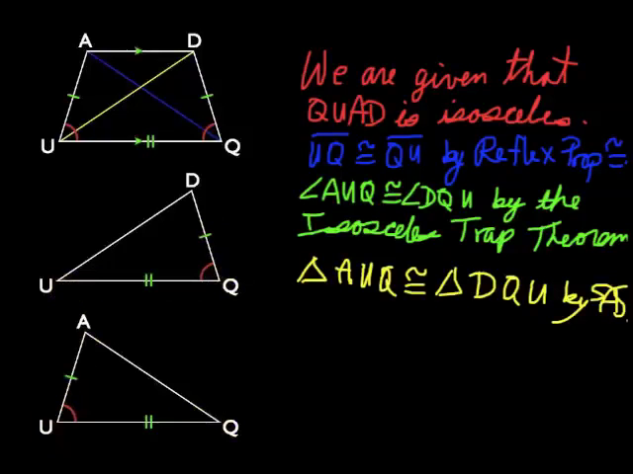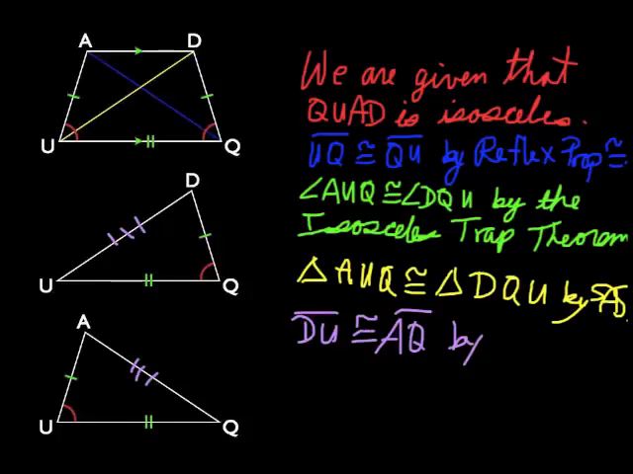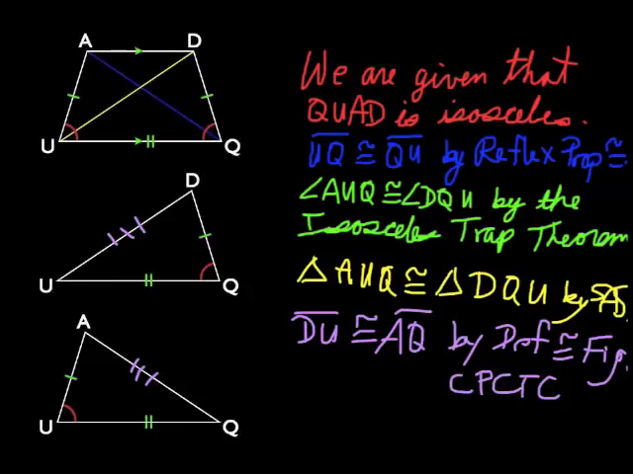And finally, all of their corresponding parts are congruent as well. That means that segment DU and segment AQ are congruent. And that's by the definition of congruent figures, and a lot of people once again like to call this CPCTC.